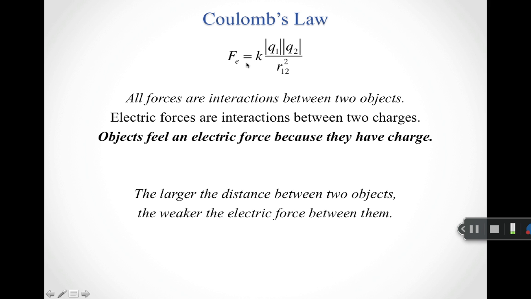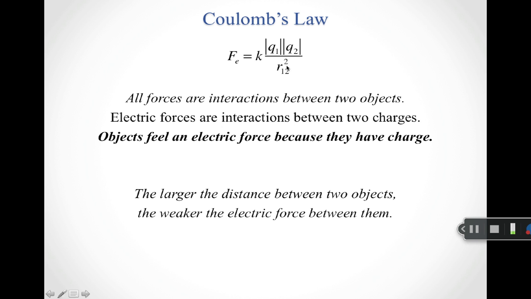Second important thing Coulomb's law tells me is that this is 1 over r squared. Again, we wrote it as r squared on the previous page, here we're writing it as r12 squared, there's not any important distinction. Both of those are really just ways of saying the distance between charge 1 and charge 2. So whether we write this as r squared or r12 squared, don't let that throw you off.